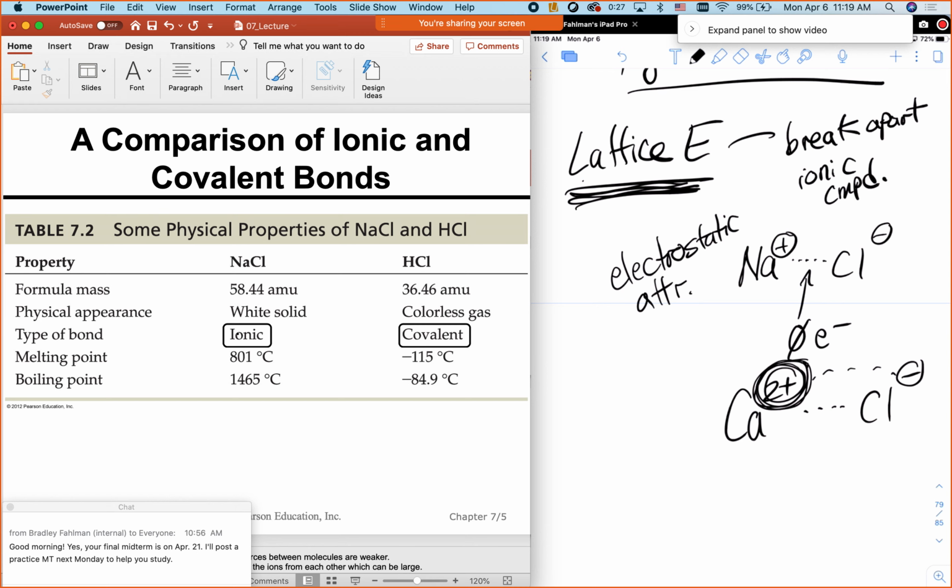But typically these melting points can go even up into the thousands for some of these ionic compounds, versus a lot of organic compounds, for instance, which are covalent, and their melting points are in the hundreds at most. So maybe a couple hundred degrees Celsius is a really high melting point for an organic compound.